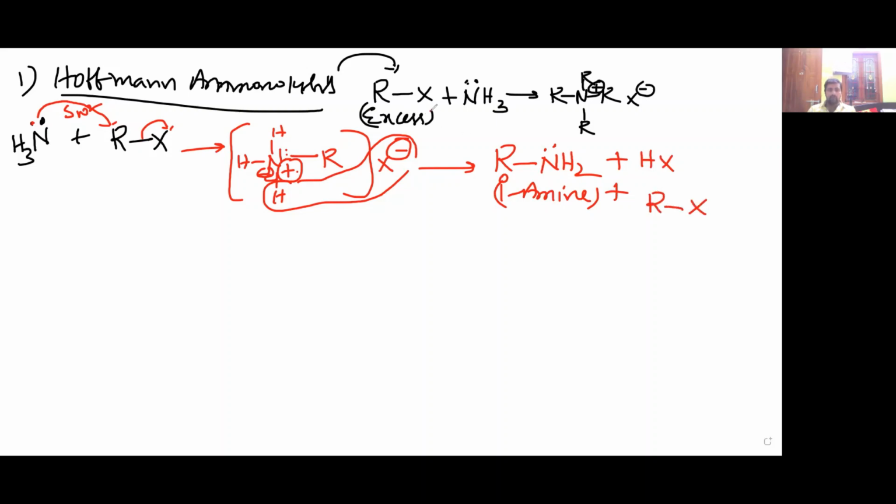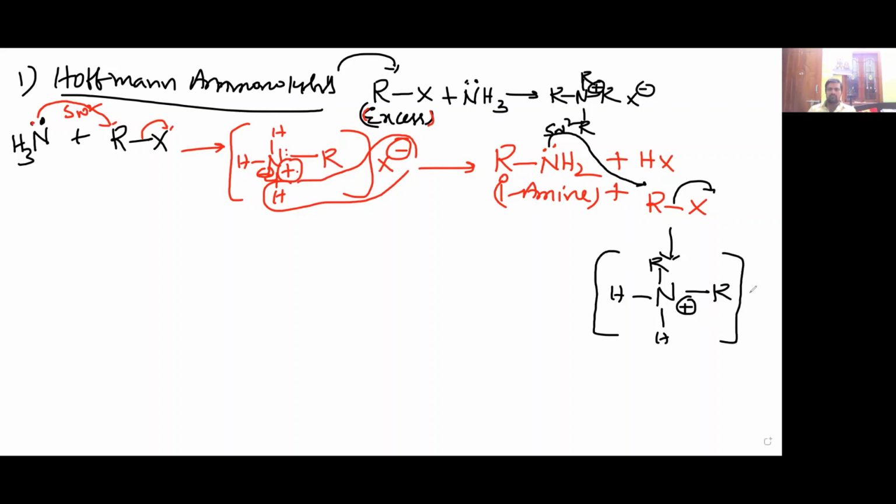This RNH2 again reacts with RX. I already told you to take RX in excess. This is a nucleophile reacting with an alkyl halide, so again it is an SN2 reaction. Normal alkyl halide gives SN2; in the tertiary case only SN1 is possible. Then X minus leaves and you get NH2 with R and R, with a positive charge, and X minus is there for stabilization. Again this is a quaternary ammonium halide.